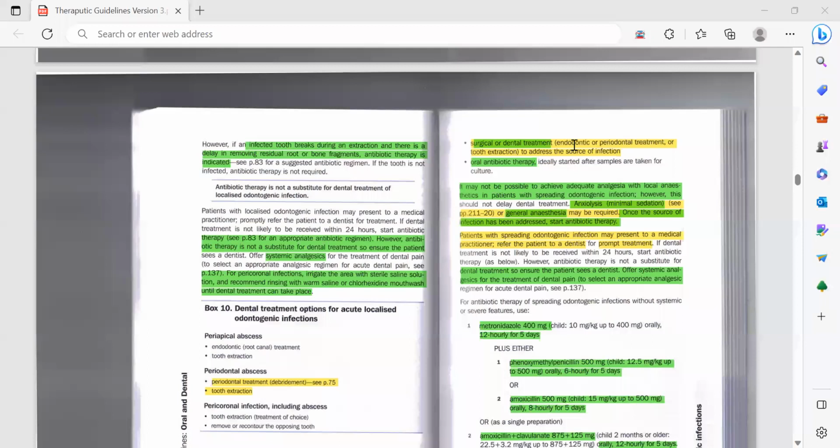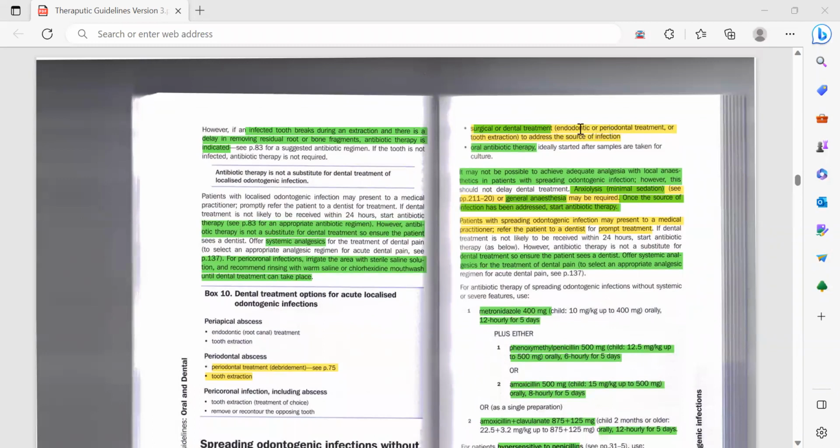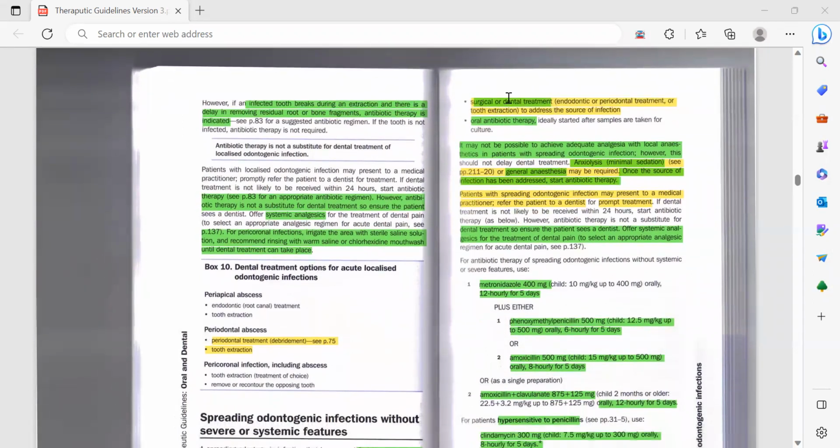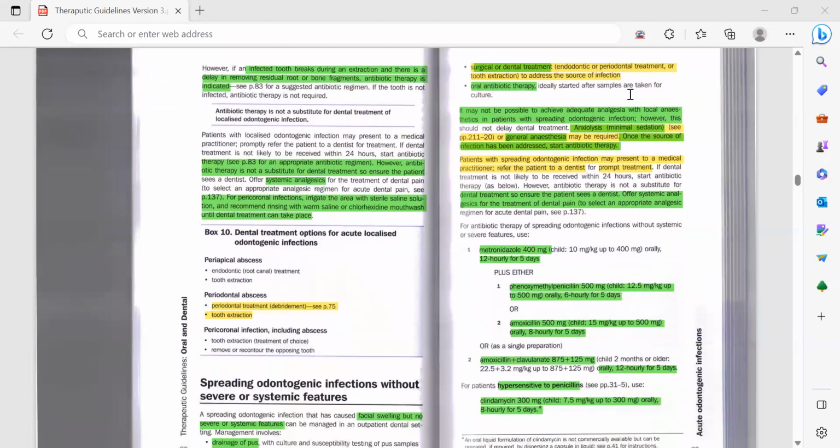Either you can start the root canal first stage, if the infection is coming from the pulp, or if the infection is coming from the gums, then you can do the periodontal treatment, or you can take the tooth out if it is grossly decayed, or whatever the situation would be, to address the source of infection.